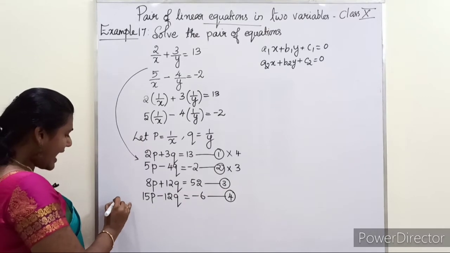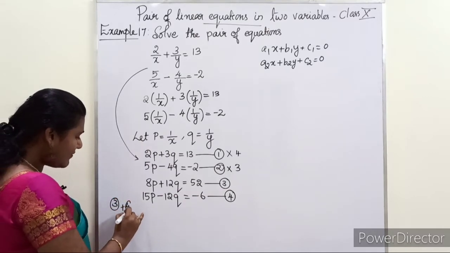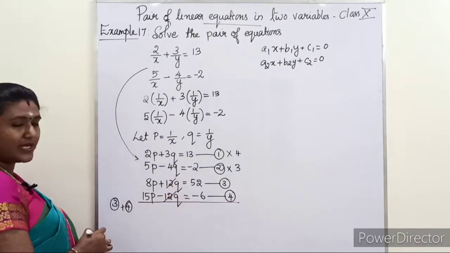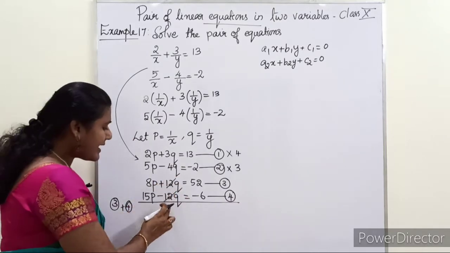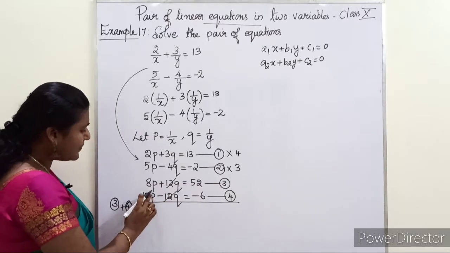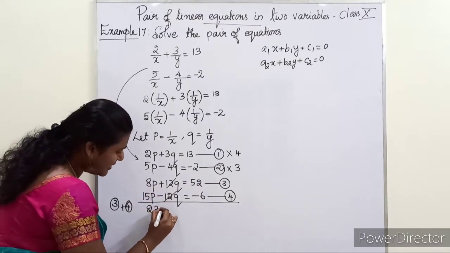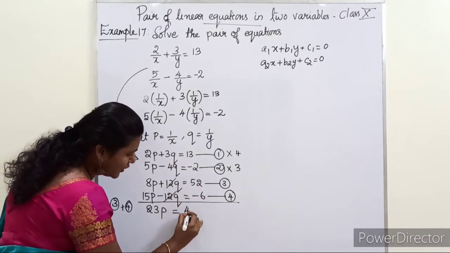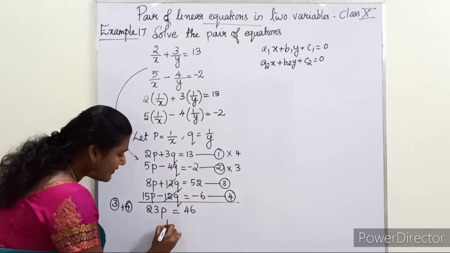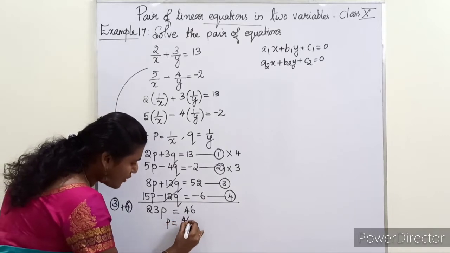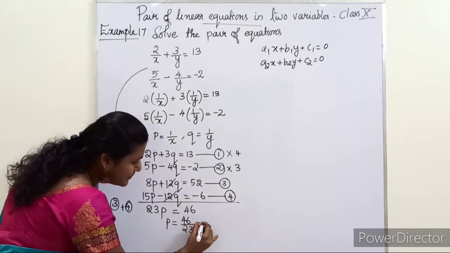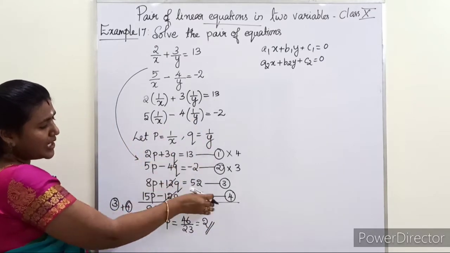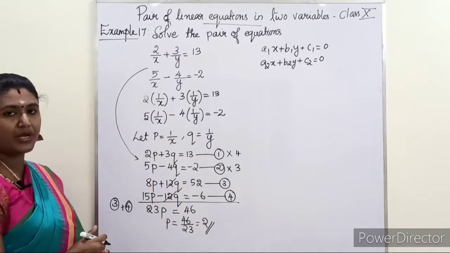Now I am going to add these two equations so that the variable q will vanish. The term containing the variable q will vanish. So adding these two equations, 15p plus 8p is 23p is equal to 52 minus 6, that is 46. Now we can find the value of p, that is 46 by 23, so the p value we got as 2.